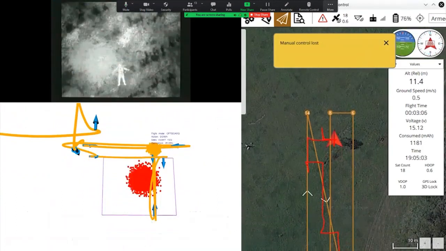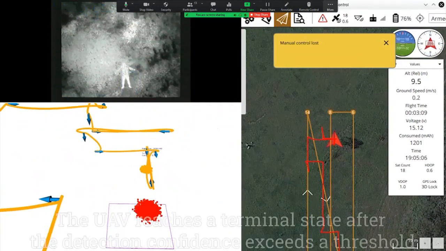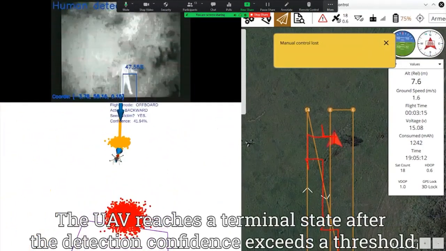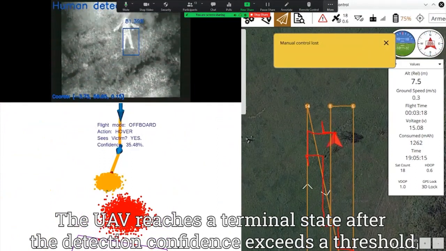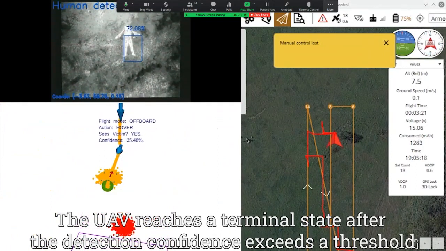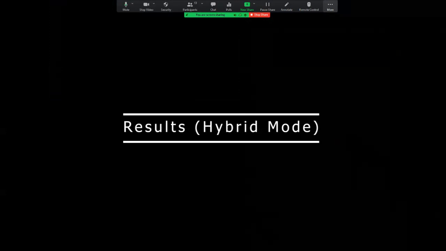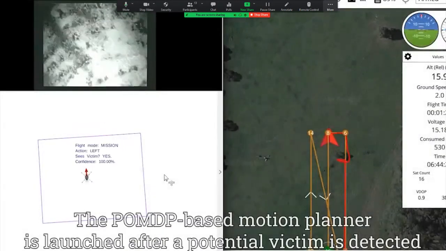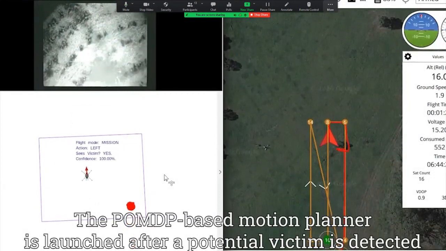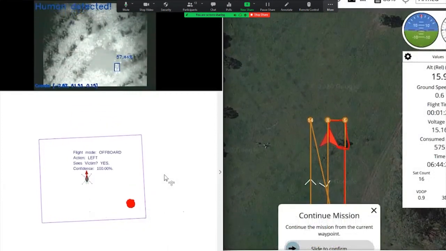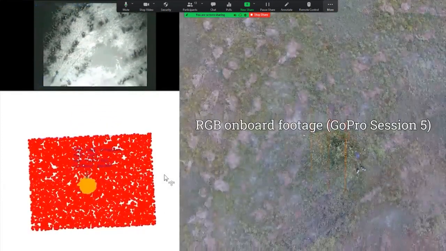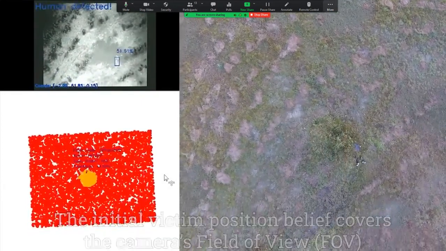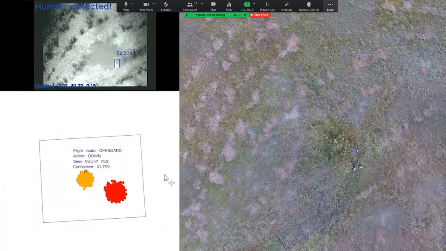And as you can observe here, the UAV is essentially interacting with the environment in an effort to increase the confidence in our detections. So once the confidence exceeds a threshold, the victim is confirmed. And in off-board mode, the task is finished at that moment. In hybrid mode, after a victim is confirmed, the UAV will resume its mission and continue the survey until there is a new detection.